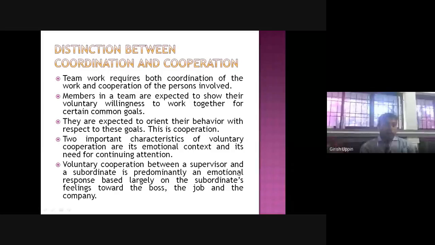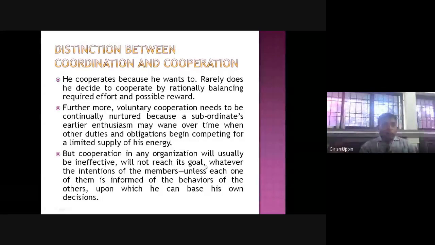Voluntary cooperation between a supervisor and subordinate is predominantly an emotional response based largely on the subordinate's feelings towards the boss, the job, and the company. So cooperation is driven by emotions, how he feels towards his job, his manager, and his company. He cooperates because he wants to. Rarely does he decide to cooperate by rationally balancing required effort and the possible reward.